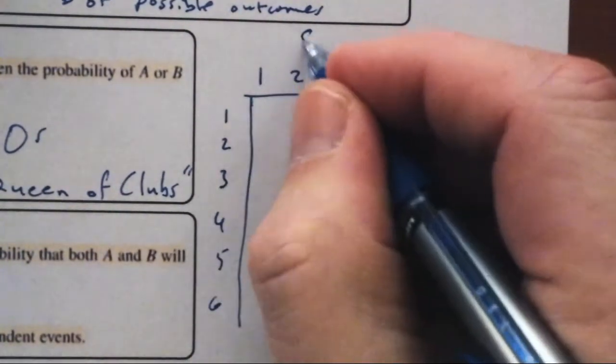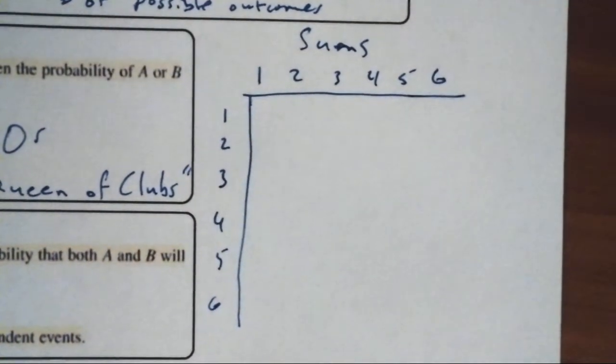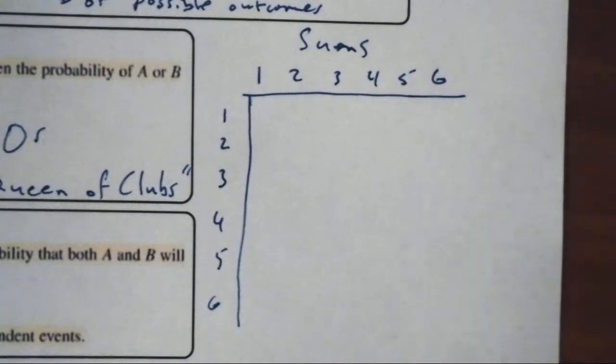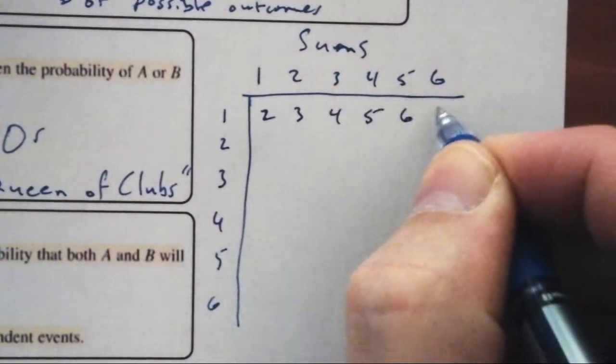And now I'm going to do the sums of the dice. And you can time me on this, and I've probably taken 15 seconds so far, but this does not take long to build, but you might not have to build it. So here's the sums. 2, 3, 4, 5, 6, 7.